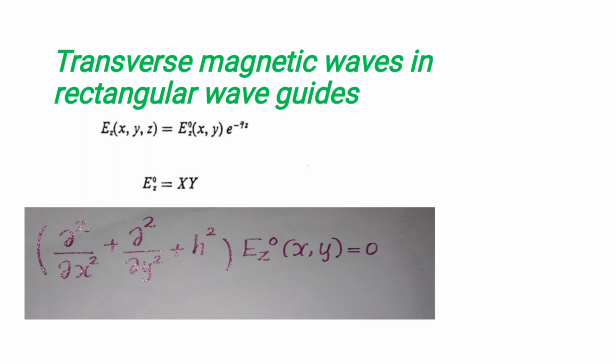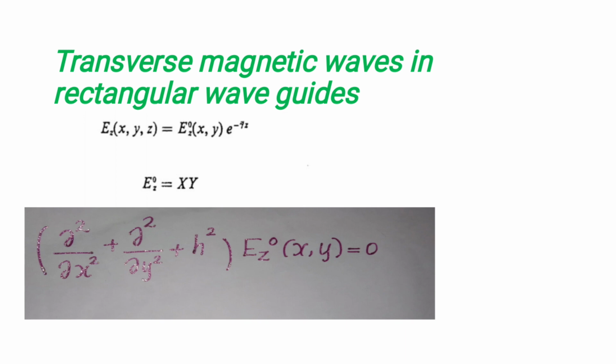Transverse magnetic waves in rectangular guides. We have Ez(x,y,z) is equal to E0z(x,y) e raised to minus gamma z. Let E0z is equal to X Y, where X is a function of x alone and Y is a function of y alone. We have to solve the second order partial differential equation ∂²/∂x² plus ∂²/∂y² plus h squared into E0z(x,y) is equal to 0. Here we have to use the method of variable separation.